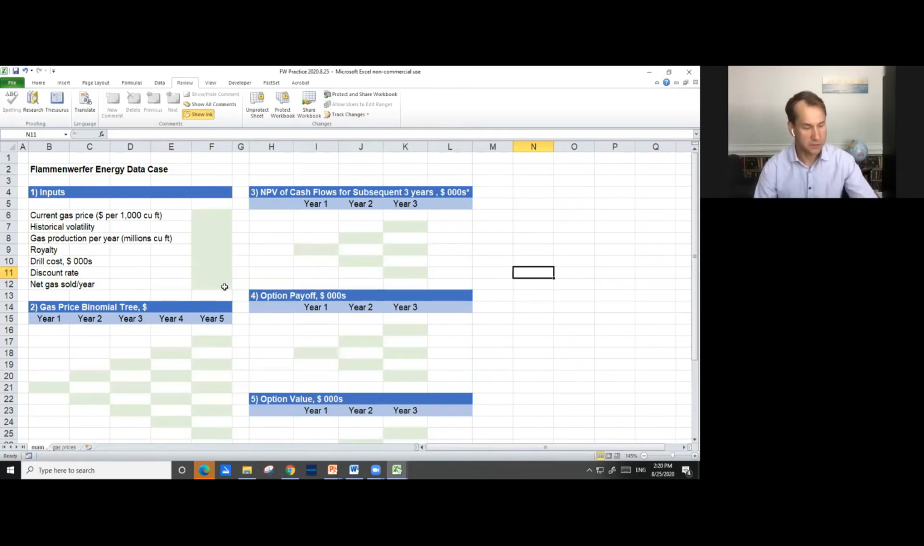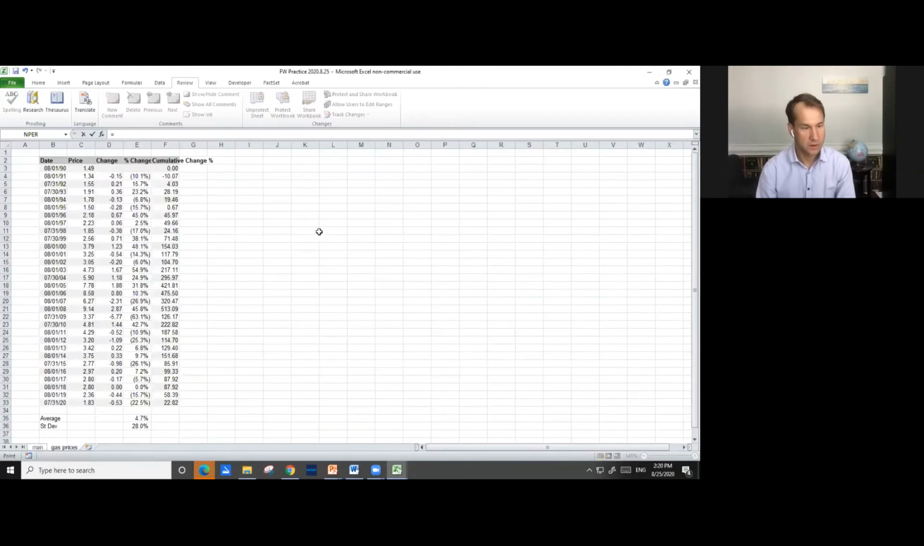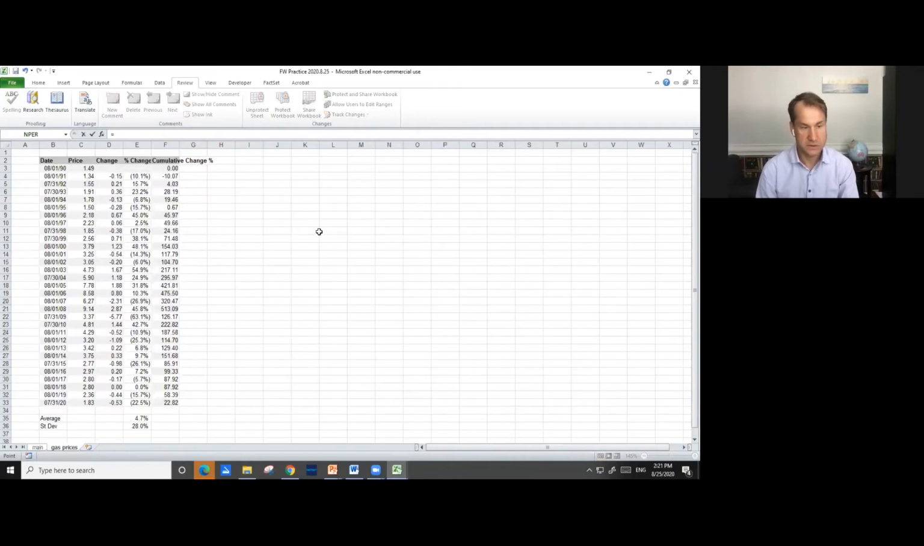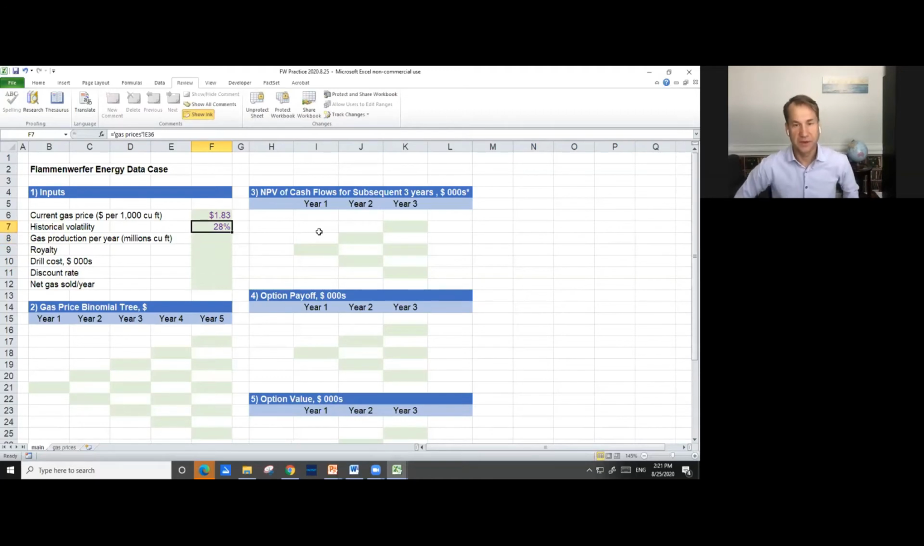Now let's populate the inputs. So current gas price. The latest we have for 2020 for this year is $1.83. And then historic volatility would be the standard deviation. As you see, I'm using my color convention. So the purple is linked to another page, blue is hard code, and then black is the formula.